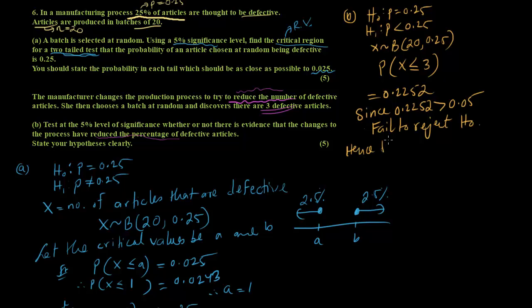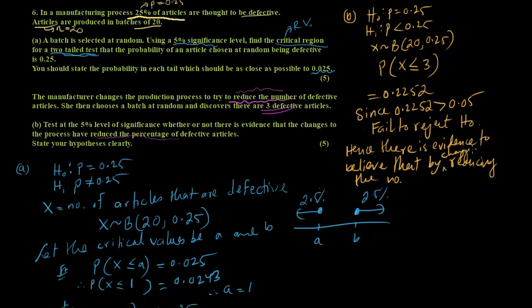Hence, write the conclusion in context. There is evidence to believe that by changing the production process, the manufacturer's defective articles are not reduced.